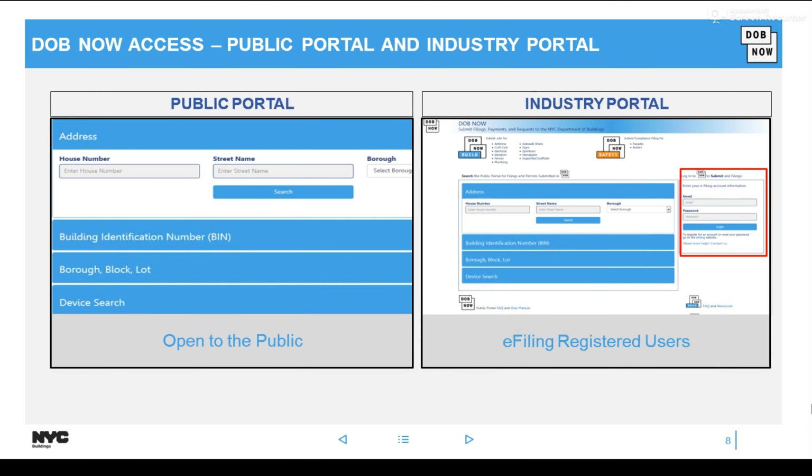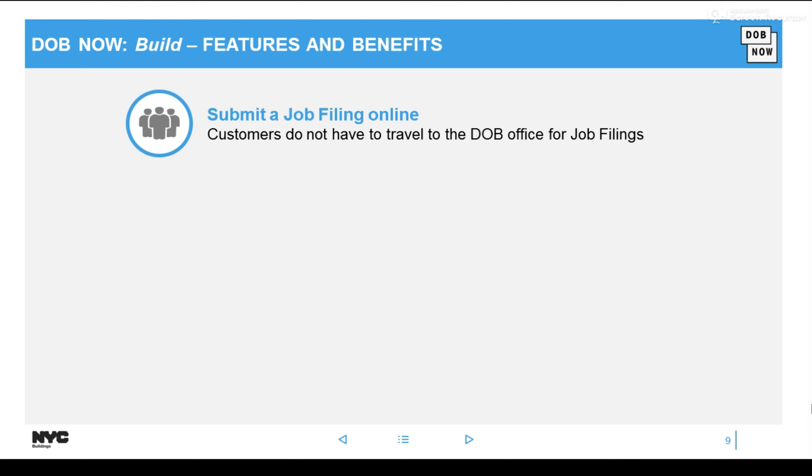We have 2 portals. So let's say I head to nyc.gov/DOB-Now. We have the public portal on the left and the industry portal. Once you have successfully registered for e-filing, you would log in there. The public portal, on the other hand, you do not need a username or password to log in. Once you have internet, you'll be able to search for job filings by address, BIN, borough, block, lot, and device, and I'll do that at the end of our session. You can see anything about a job filing except the contact information and the plans or sketches.